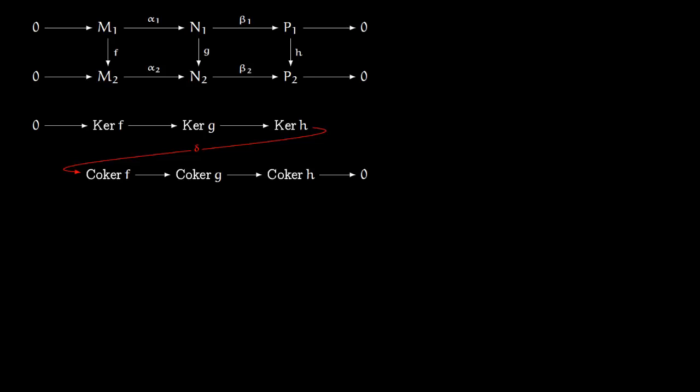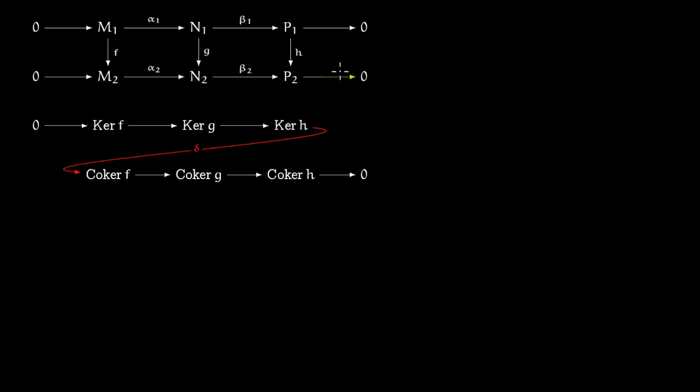In this lecture we talk about the snake lemma. Say you're given two short exact sequences of modules. The first short exact sequence is M1 going to N1 to P1, with maps alpha 1 and beta 1, and then you have another short exact sequence M2, N2, P2, with maps alpha 2 and beta 2.